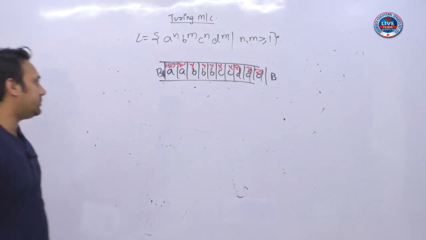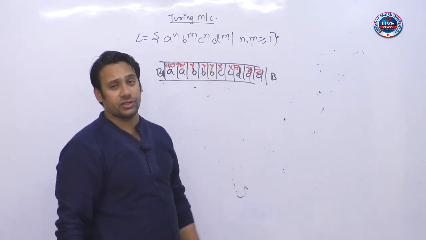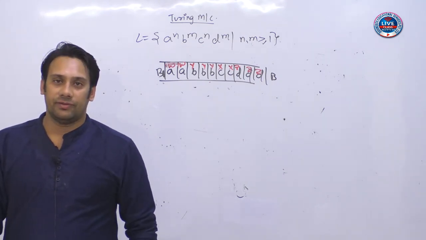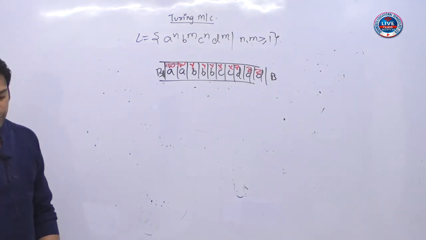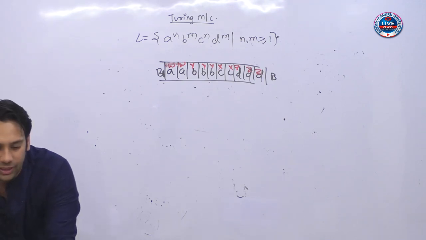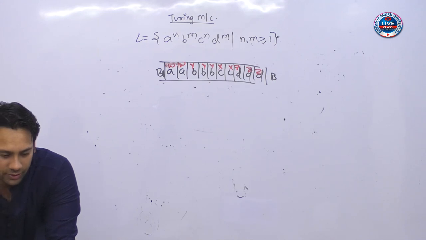So basically I can make a Turing machine for this. Turing machine bana sakta hun, but again that Turing machine is going to be very lengthy. So that is why I'm not taking this example. I can make it, it's very easy, but that will become unnecessarily lengthy for us, and I don't think there's any benefit of doing that.